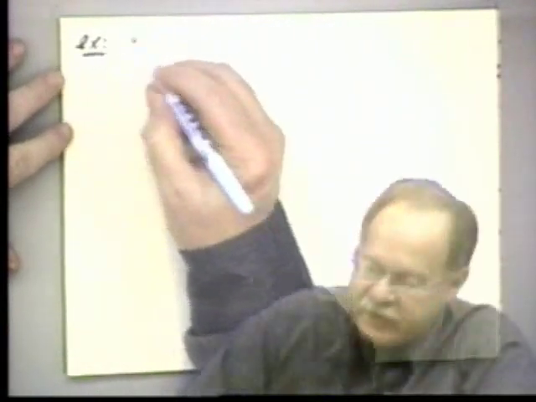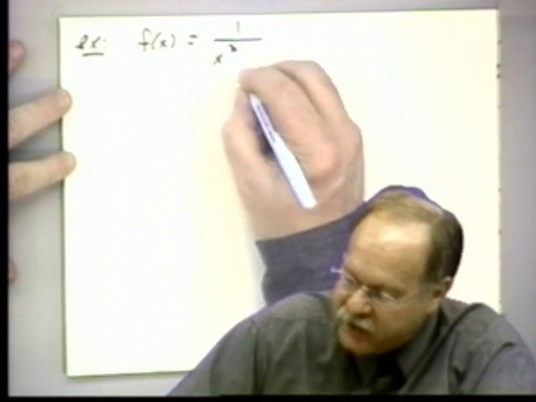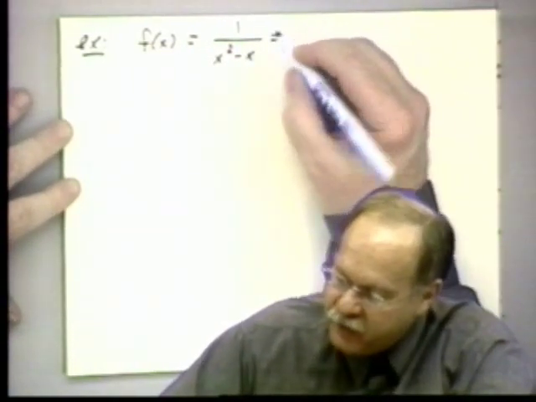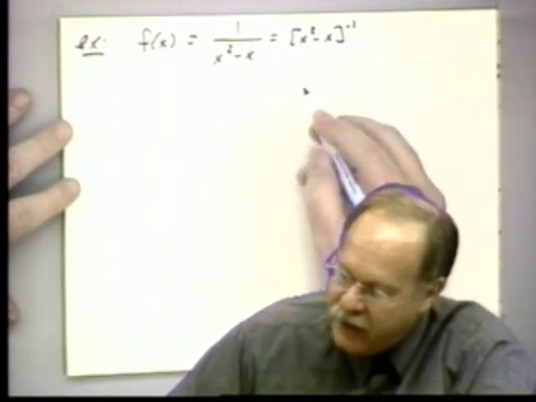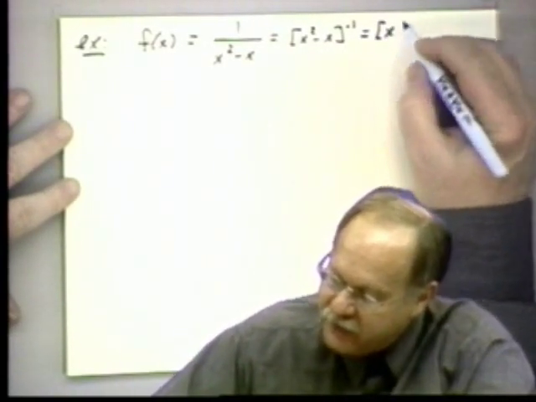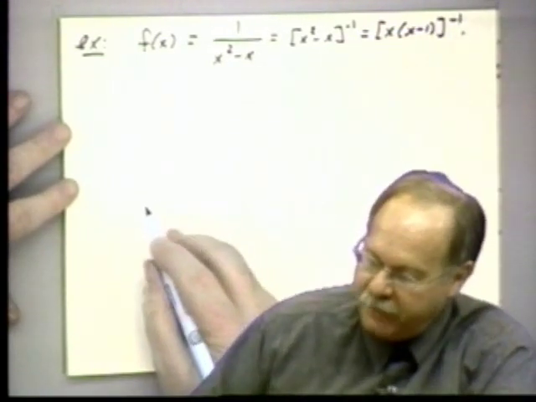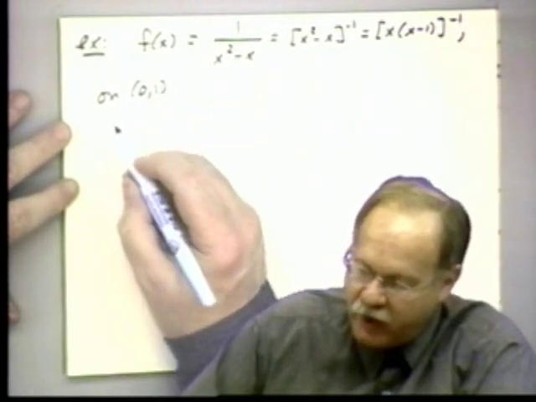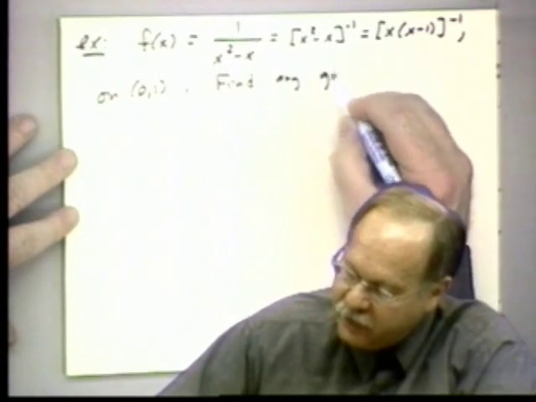Let's do an example to illustrate some of this. Suppose f of x is 1 over x squared minus x. And algebraically, a good idea would be to rewrite this so you have x squared minus x to the minus 1 power. And if you notice that factors, let's pull that out too. We never know when this is going to be useful. x times x minus 1, all to the minus 1 power. Let f of x be this function on the open interval (0, 1) only. Find any global extrema.